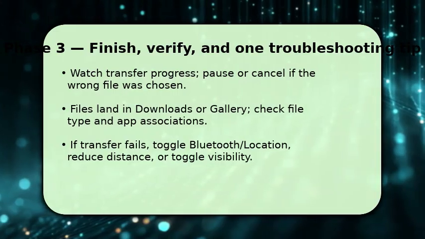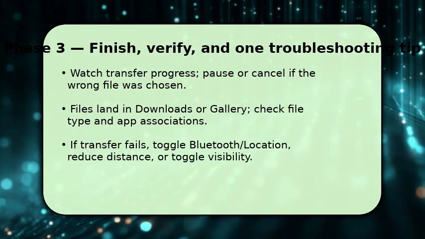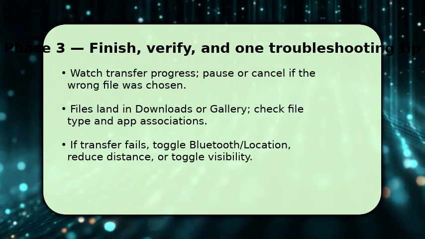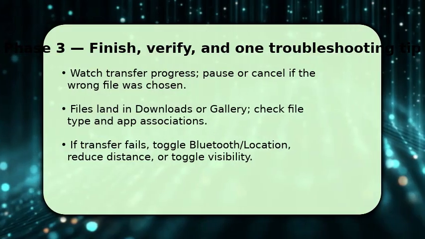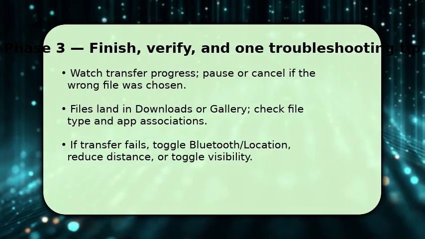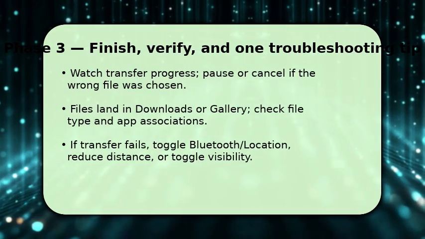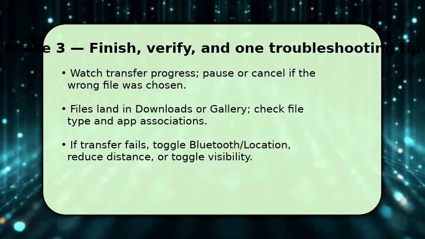If something goes wrong, don't panic. First toggle Bluetooth and location off and on, then try again. Move devices closer and reduce interference. Also check visibility settings so devices can see each other. If a specific file type won't send, compress it or try a different app to share, then repeat the process.